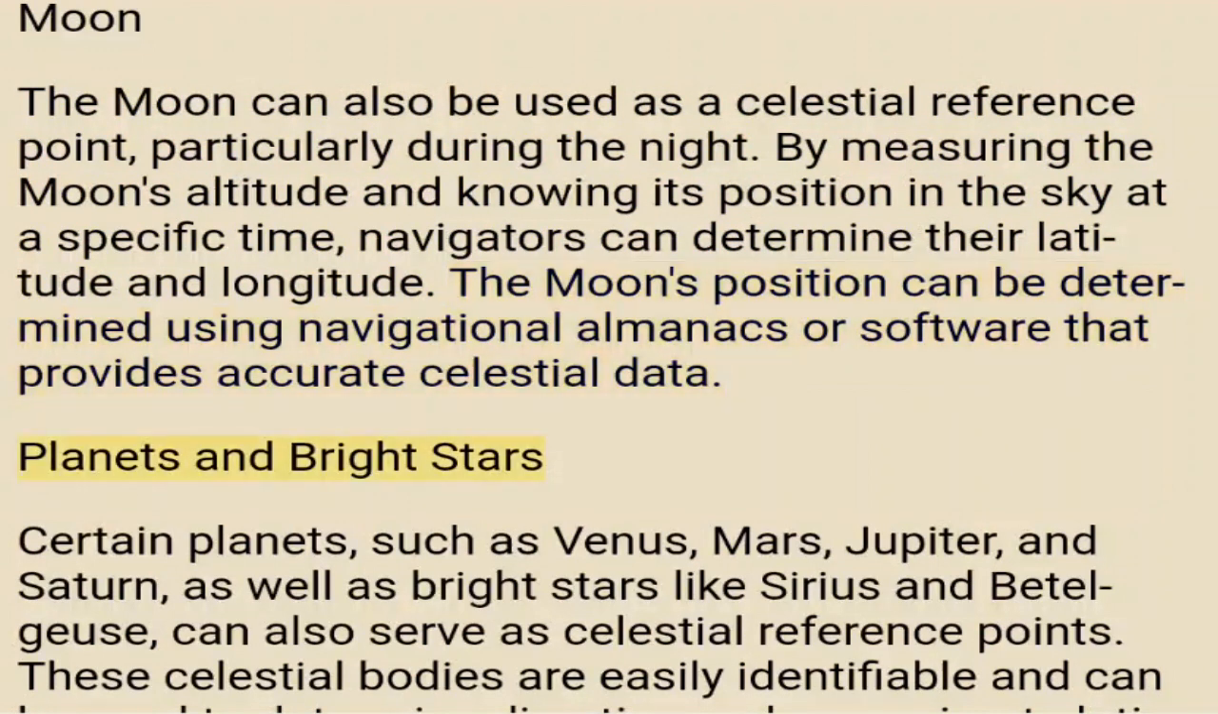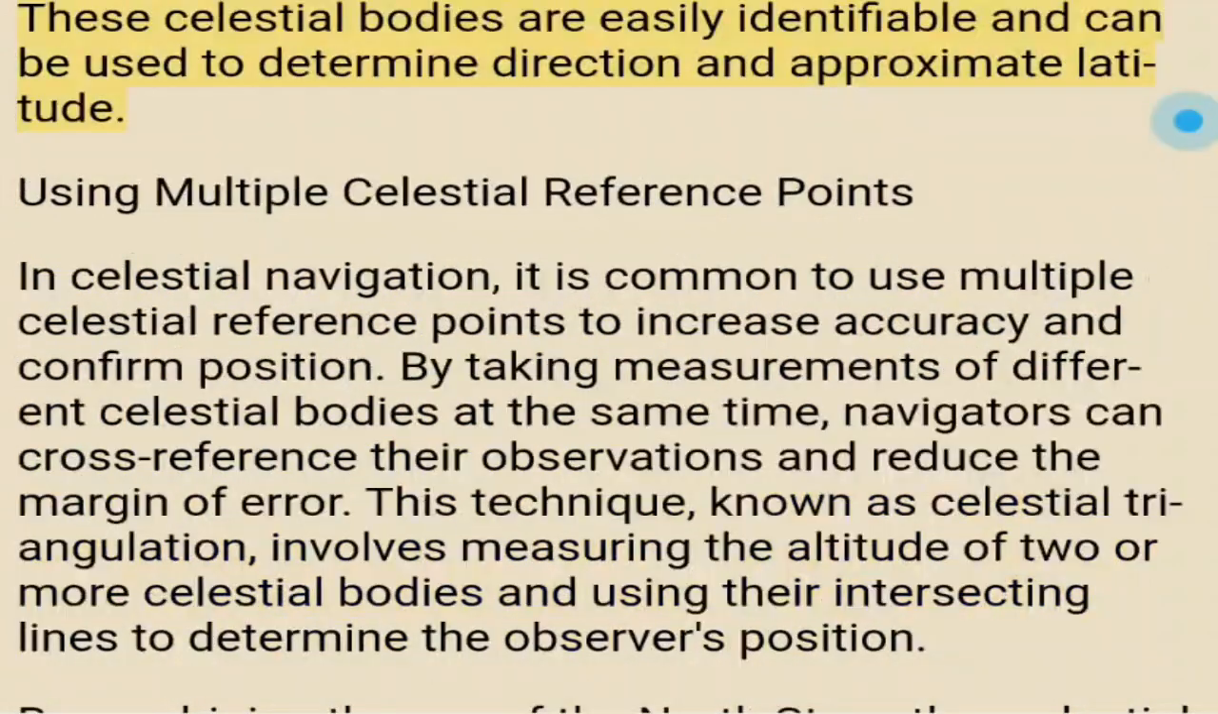Planets and bright stars. Certain planets, such as Venus, Mars, Jupiter, and Saturn, as well as bright stars like Sirius and Betelgeuse, can also serve as celestial reference points. These celestial bodies are easily identifiable and can be used to determine direction and approximate latitude.